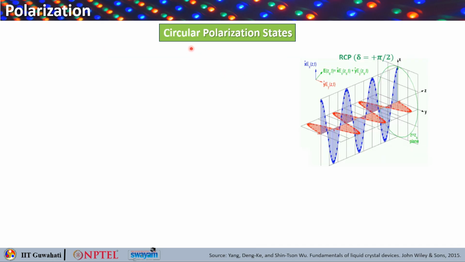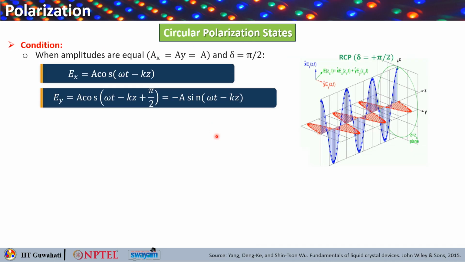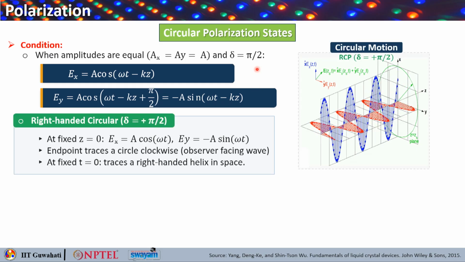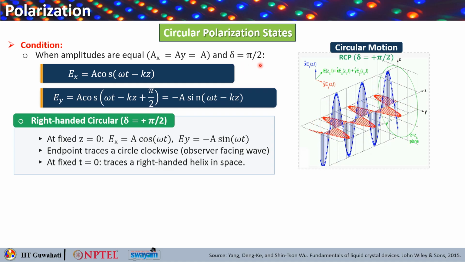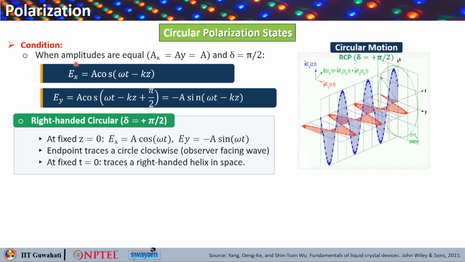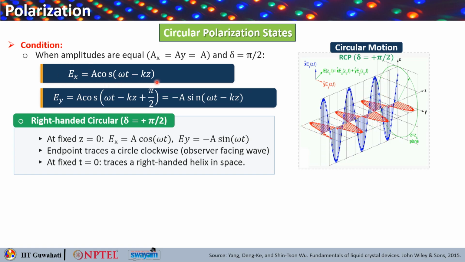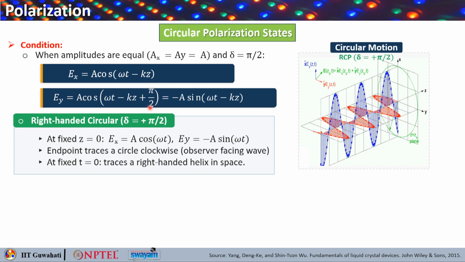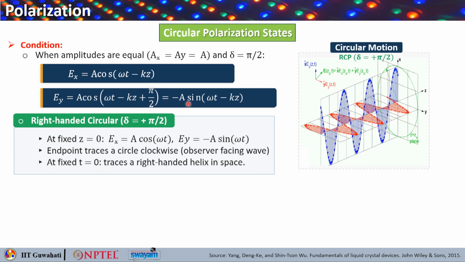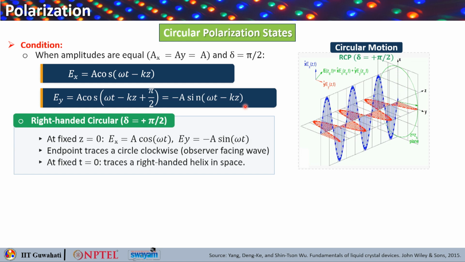However, when you see circular polarization states, what happens is the two amplitudes Ax and Ay are the same, but the phase difference between these two will now be pi by 2 or plus 90 degree. It can also be minus 90 degree. So, in this case, you can write Ex as A cos(omega t minus kz), and Ey will become A cos(omega t minus kz plus pi by 2). So, this can be written as minus A sin(omega t minus kz), right.